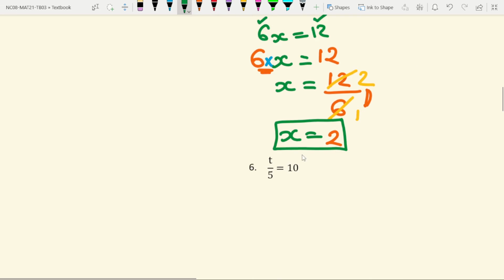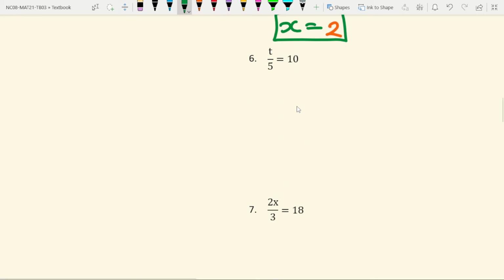Now let us solve the next equation. The next equation given is t by 5 is equal to 10. First let us identify the unknown terms and known terms. 5 is a known term because it is just a number. 10 is also just a constant, so it is also a known term.